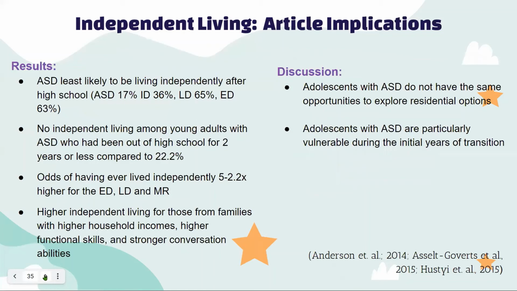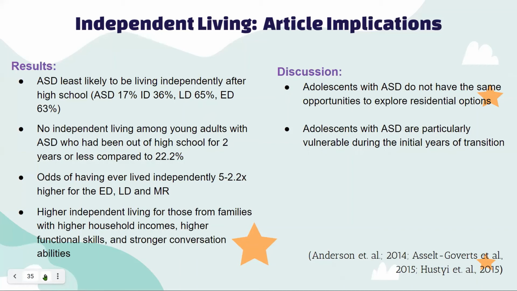Overall, the study found that individuals with ASD were the least likely to be living independently after high school graduation in comparison to other adolescents with disabilities. Adolescents with ASD were only 17% likely to be living apart from their parents, as opposed to 36 to 65% for other disabilities. It was found that within the first 2 years out of high school, no adolescents with ASD in this study lived independently. In comparison, 2.2% of adolescents with other learning disabilities were living independently within their first 2 years post-high school. The adjusted odds of ever living independently by the age of 25 was 5 to 2.2 times higher for those with other disabilities.